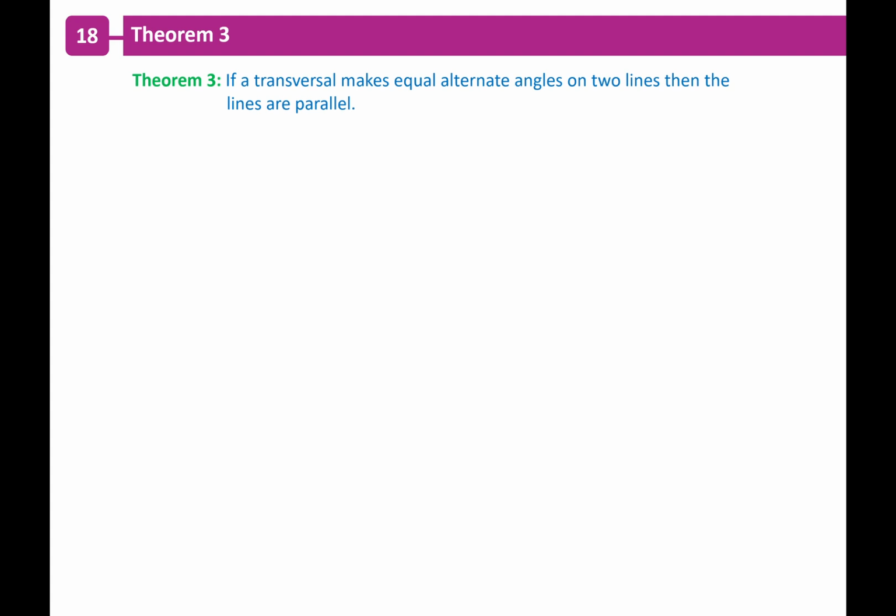Please take down the following theorem. If a transversal makes equal alternate angles on two lines, then the lines are parallel, i.e., if your alternate angles are equal, then the transversal has cut two parallel lines.